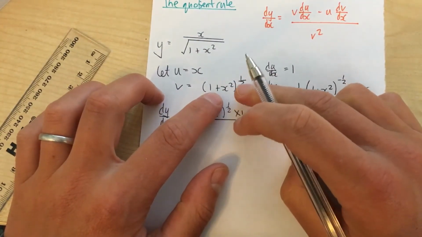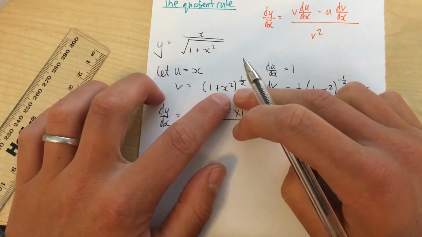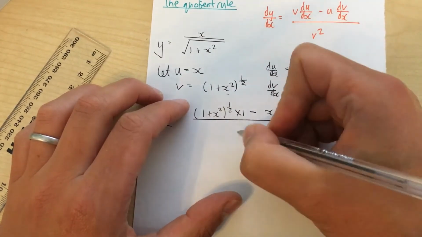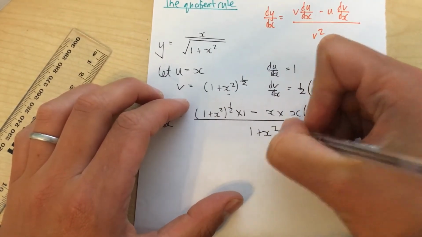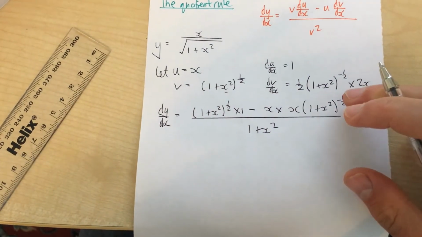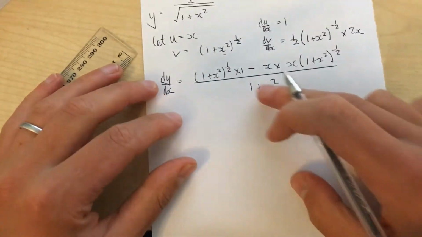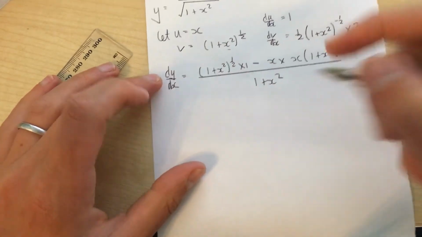Now we've got a square root of 1 plus x squared here, and when you square a square root you get back to where you started. So we've got a 1 plus x squared as our denominator. Now we need to sort out the numerator here.